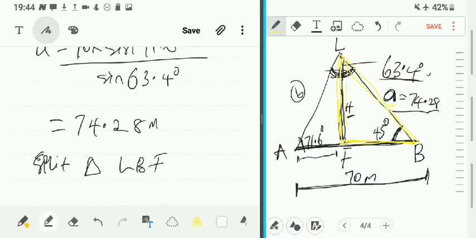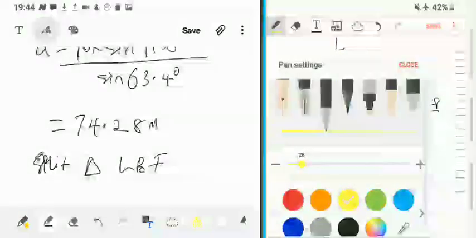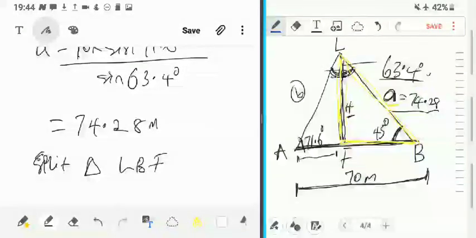We have this side now, and we have this angle. So we can use, and we're looking for what? This side. So we use the SOHCAHTOA.